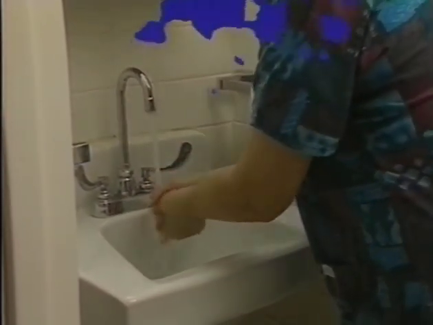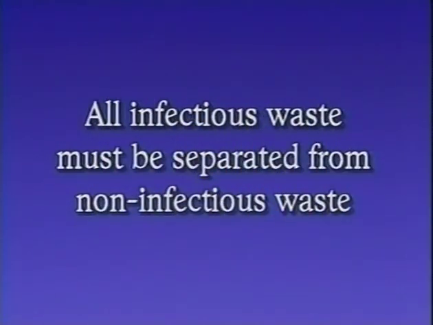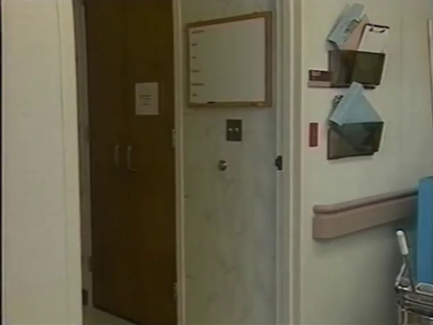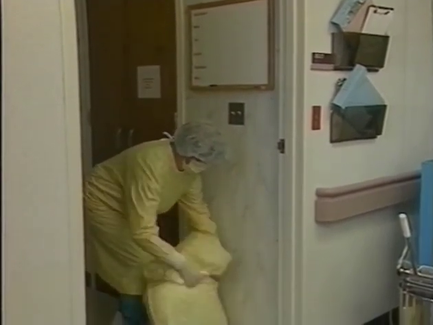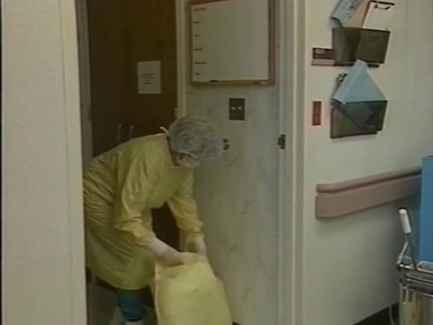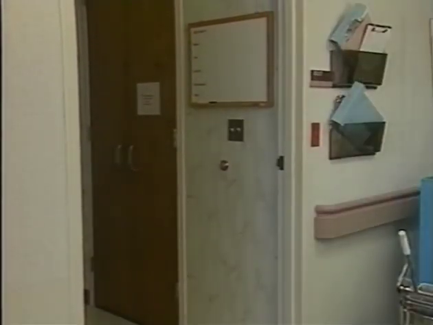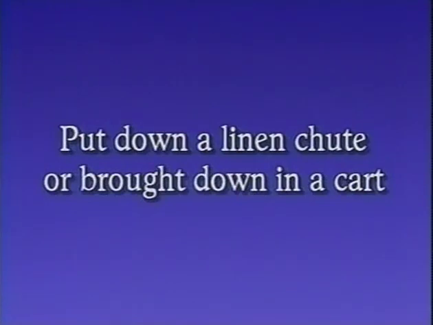All infectious waste must be separated from non-infectious waste and transported and disposed of separately. All infectious waste containers must have a lid or cover on them. All linen will be considered infectious and handled accordingly by all housekeeping personnel. All soiled linen will be placed in a laundry bag and adequately sealed to contain the linen. When a bag is no more than 2/3 full, it is to be tied securely, closed, and put down a linen chute or brought down in a cart.